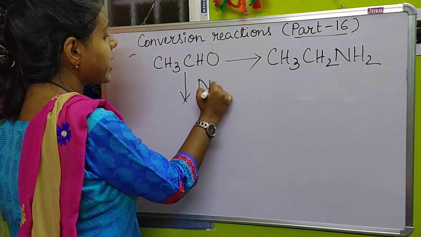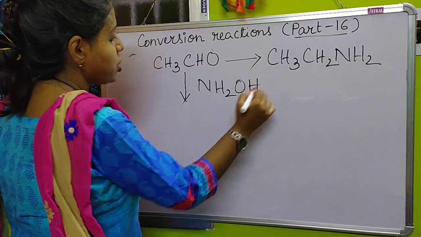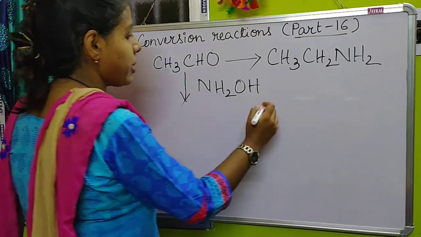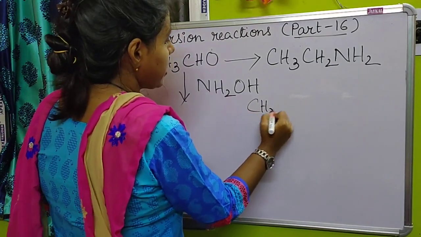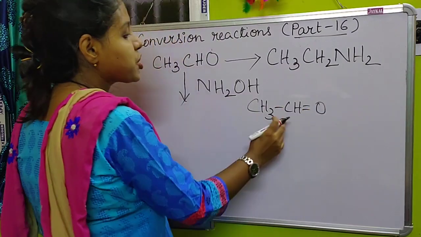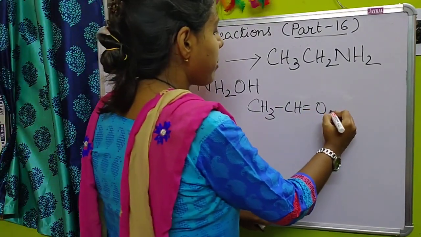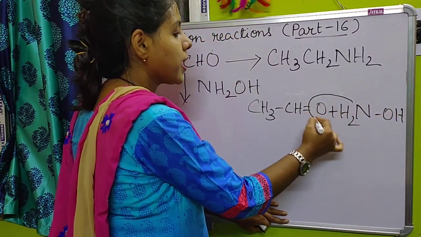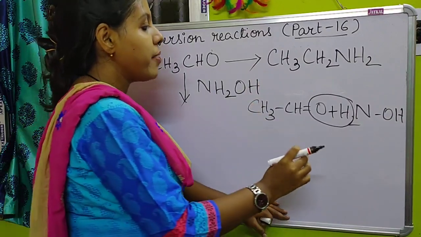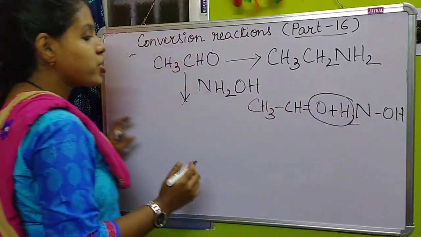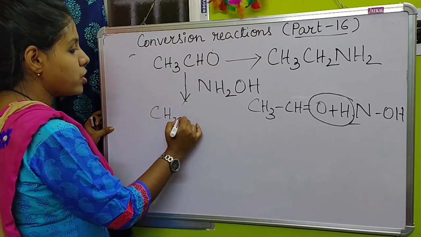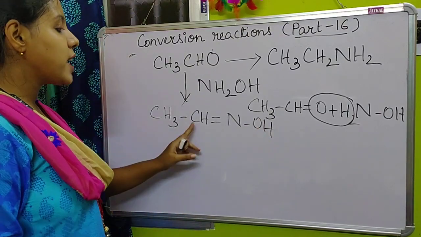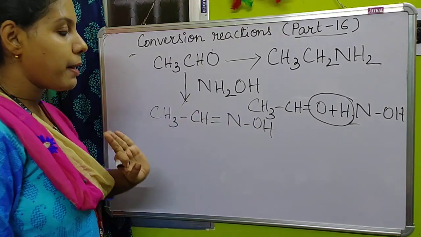For this purpose, you have to add hydroxylamine, NH2OH. So what will be the reaction? The mechanism I am showing on this side. Acetaldehyde is CH3CH double bond oxygen, and hydroxylamine is H2NOH. From them H2O will be removed, and the double bond will be added with the nitrogen. So finally we get this compound, CH3CH double bond NOH.